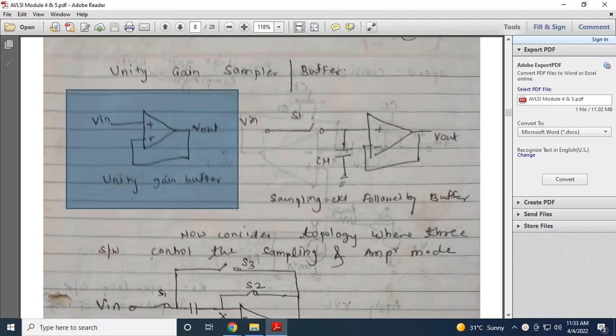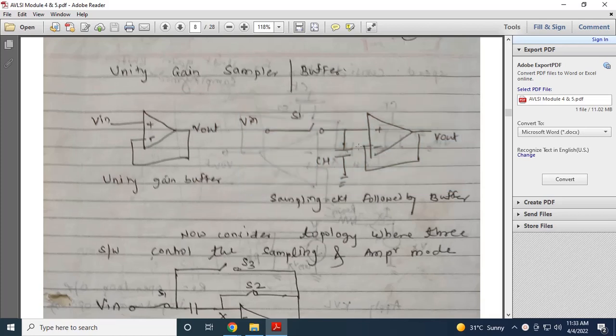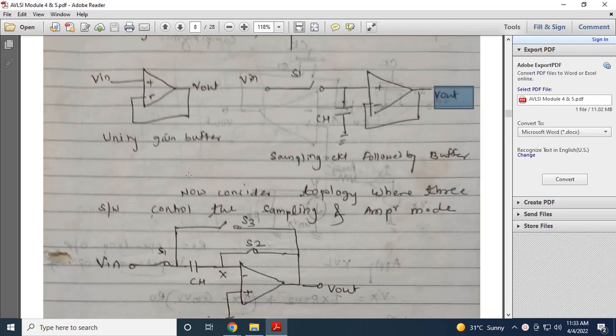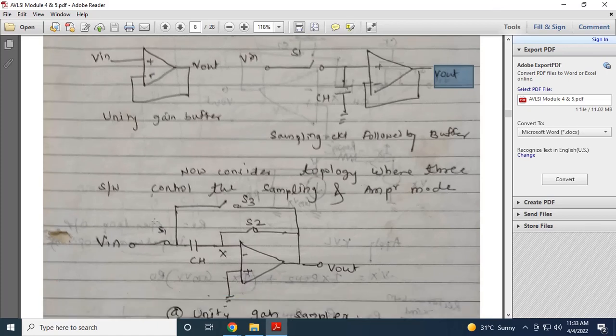So this is the diagram of the continuous time signal system of the unity gain buffer, and we implement it by using a switch capacitor circuit. We apply the input, we are using a MOSFET as a switch and a capacitor; this is a unity gain sampler. Now we will consider the topology where we are using 3 switches, S1, S2 and S3, to control the sampling mode and amplification mode. So there are 2 modes of operation, one is sampling mode and the other is amplification mode.